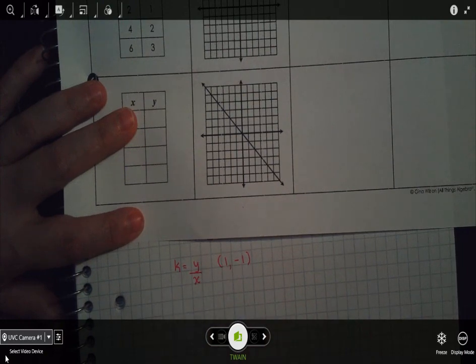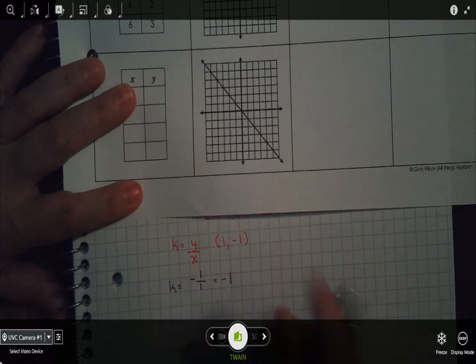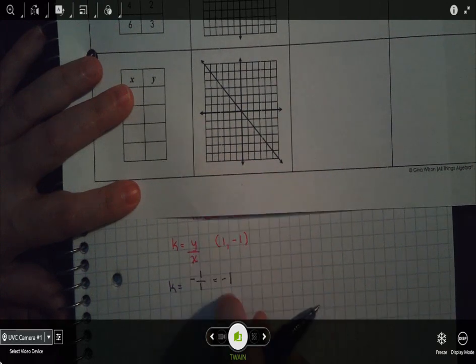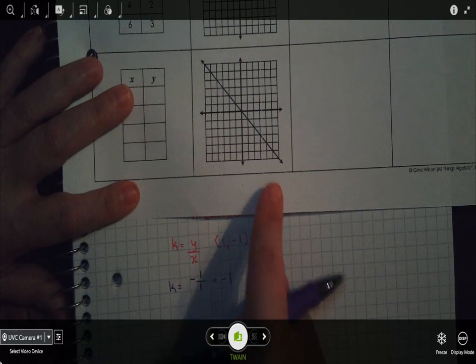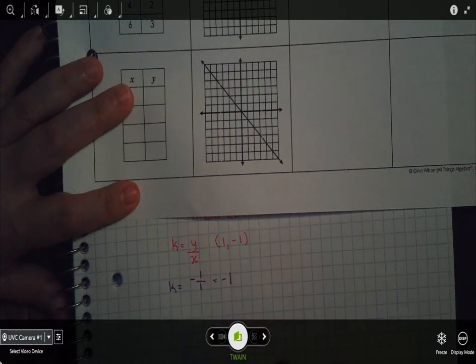So now, k equals -1 divided by 1. What is -1 divided by 1? -1. So that means my k is -1. My constant of proportionality is -1. So it's really easy to find it on the graph. Okay, you just find one point. You don't need more than one when we're doing this. Just one point for the constant of proportionality.